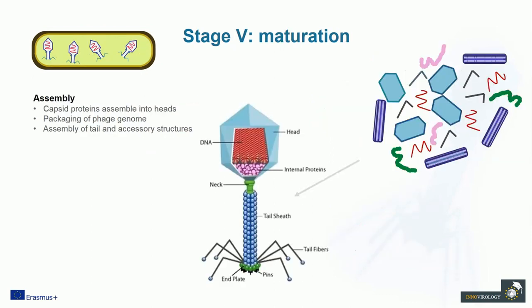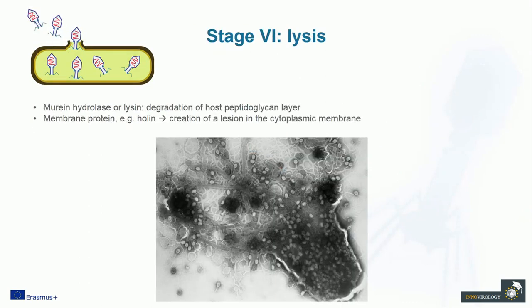In the maturation stage, the synthesized phage elements are assembled into mature variants. The capsid proteins assemble into heads and the phage genome is linearized and packaged. The tail and accessory structures are attached to this phage capsid. The newly formed phage particles are now ready to be released from their host.